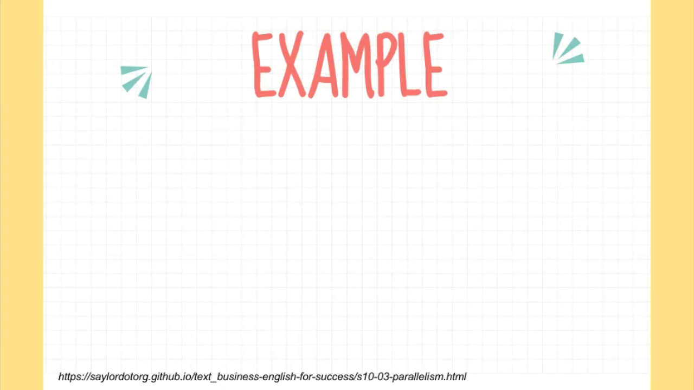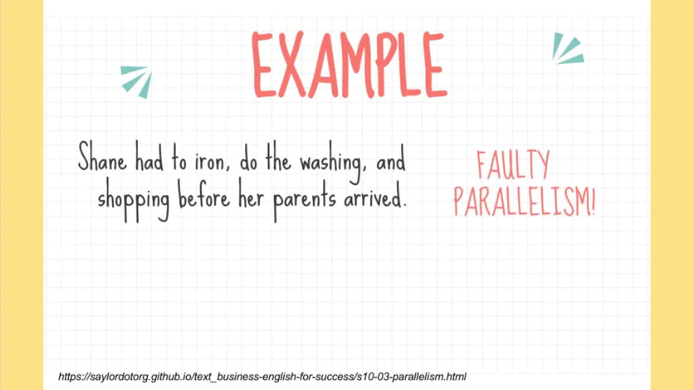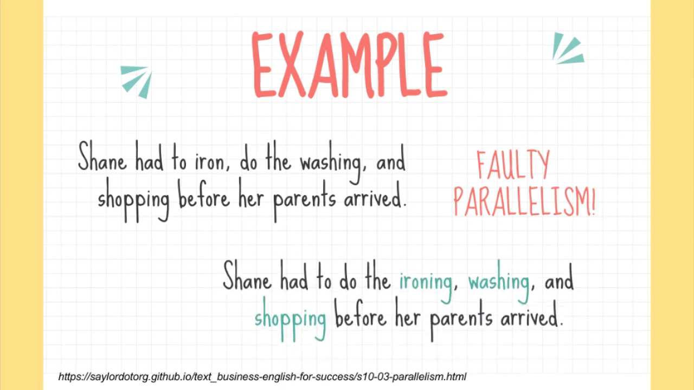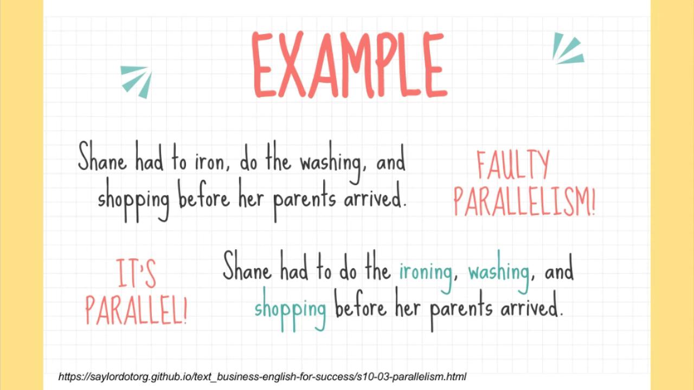Next, Shane had to do the iron, do the washing, and shopping before her parents arrived. So this is a faulty parallelism. In this sentence, three different verb forms are used. To make it parallel, simply write, Shane had to do the ironing, washing, and shopping before her parents arrived. So when these sentences are written using parallel structure, they sound more pleasing because they are balanced.